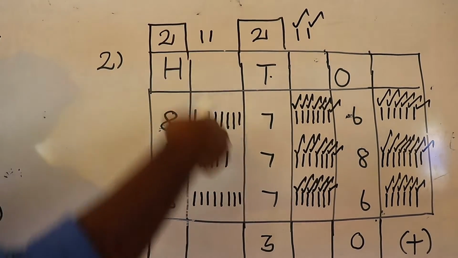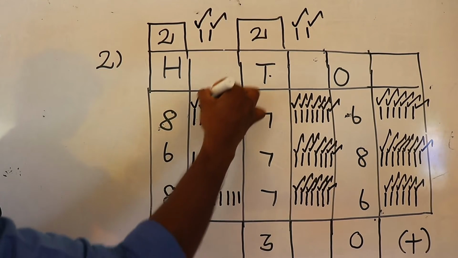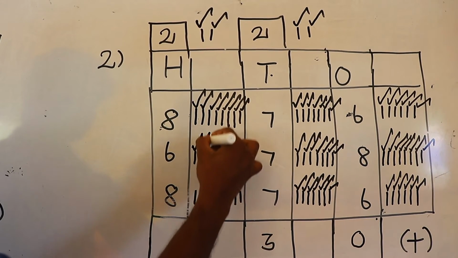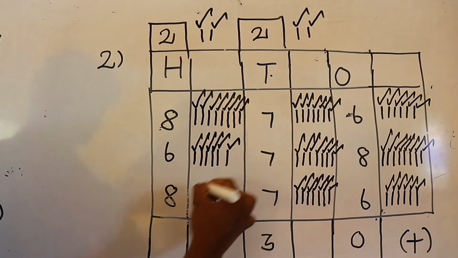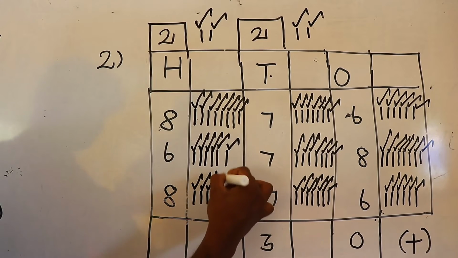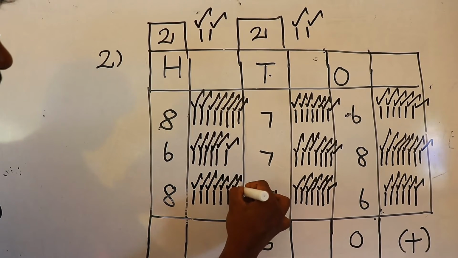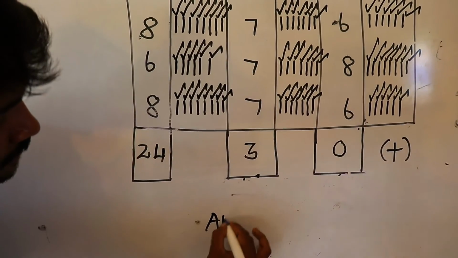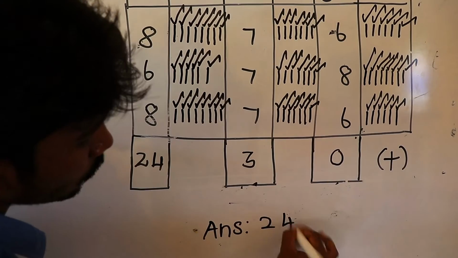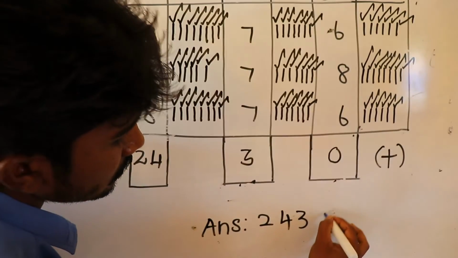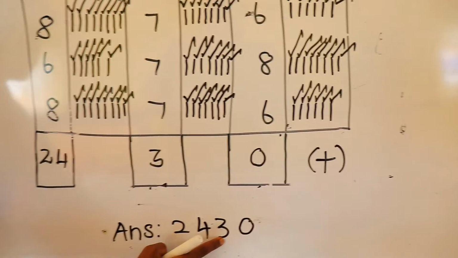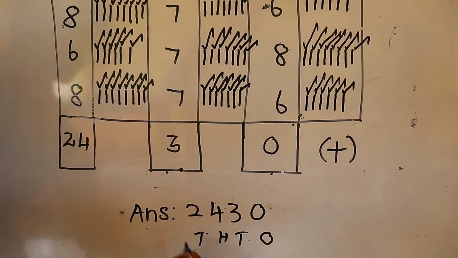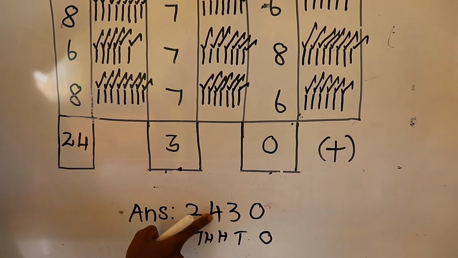So now add these lines. 1, 2, 3, up to 24. So write here 24. So the answer is 2, 4, 3, 0: ones, tens, hundreds, thousands. So 2430.